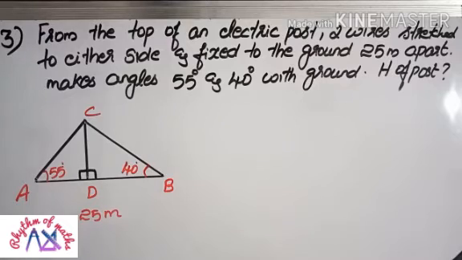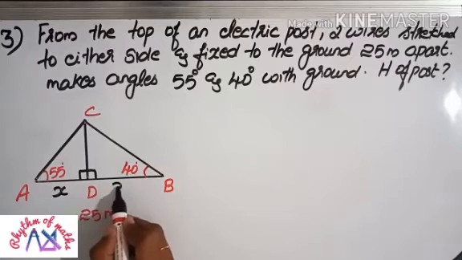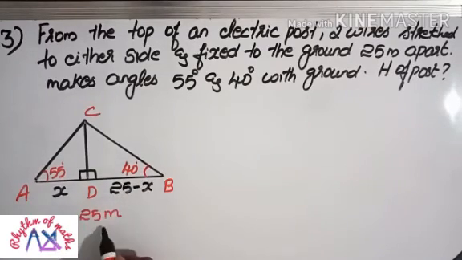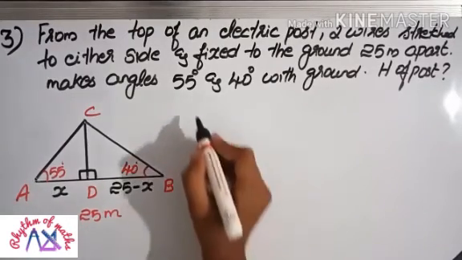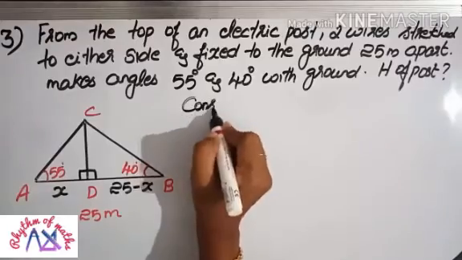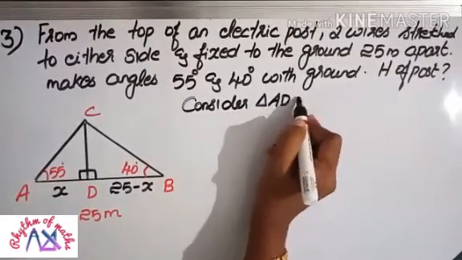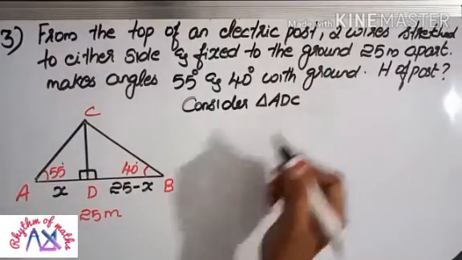So for that let's consider AD as x meter. Total is 25. AD is x means this measurement DB will be 25 minus x. Now let's consider the first triangle, ADC.